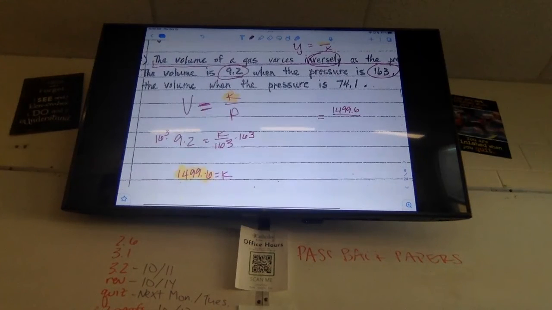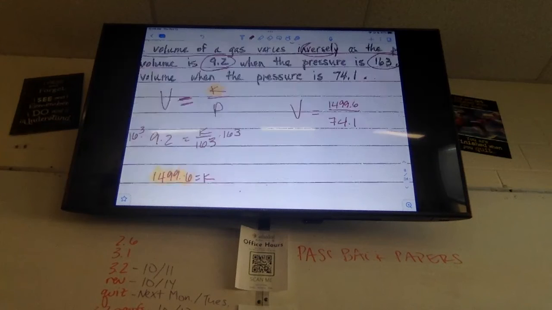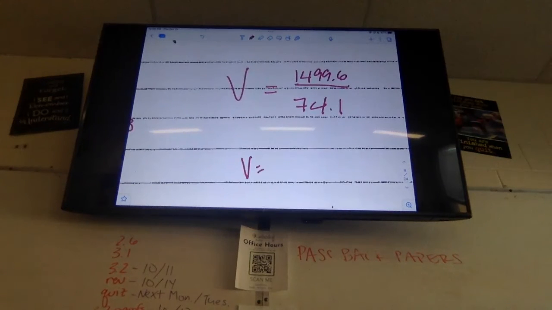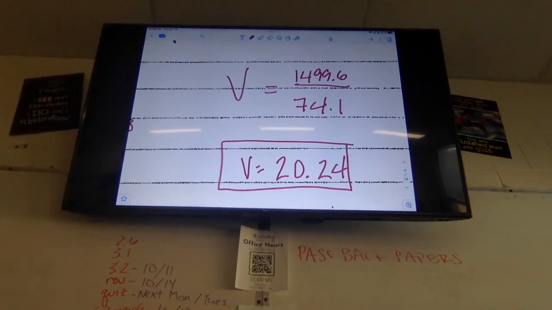The last sentence tells me what I want to find. It says find the volume when pressure is 74.1. Where do I put 74.1 in my equation? For P on the bottom. And then I'm trying to find V. So we're just going to do 1,499.6 divided by 74.1. And did we get 20.24 last class? Yeah. Perfect.